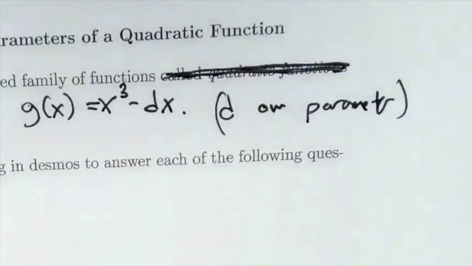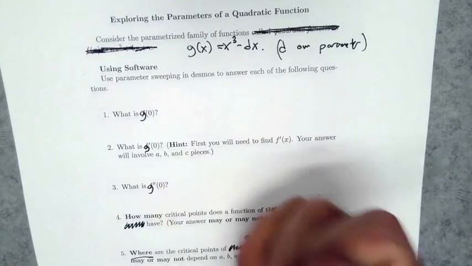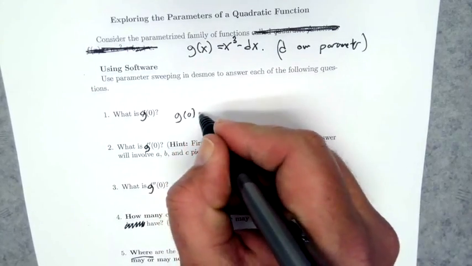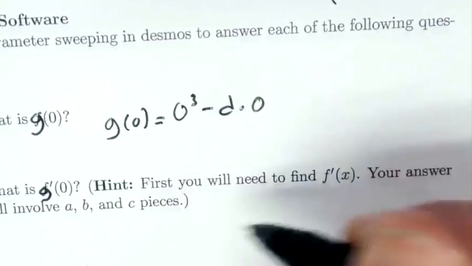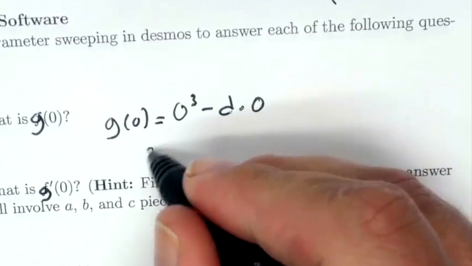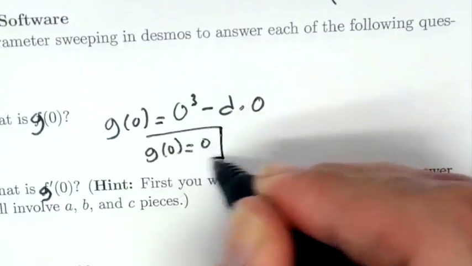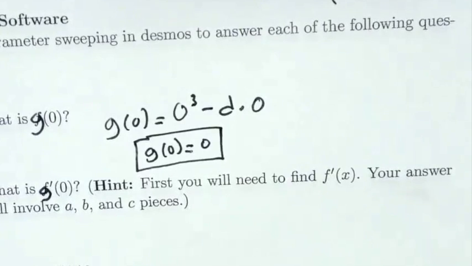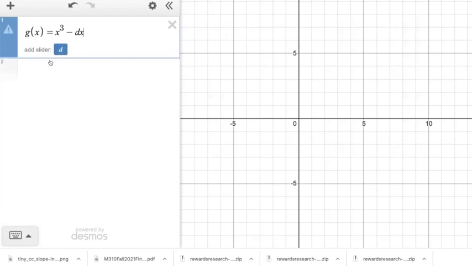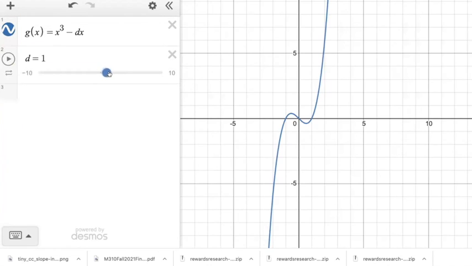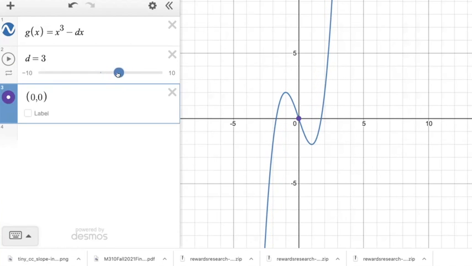I have d as the parameter for this function, and x is the variable. So what did you get for g of 0? G of 0 is 0. Plug in 0 for x, and 0 cubed is 0, and d times 0 is 0, so g of 0 is 0. No matter what d is, if I set up this thing and move d around, it doesn't matter where I put d, it's always going to pass through that point at 0, 0, regardless of where d goes.